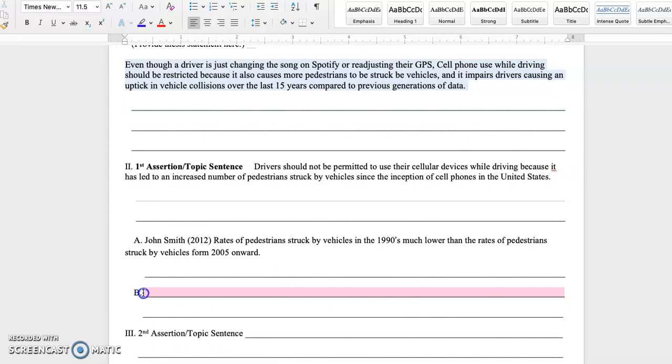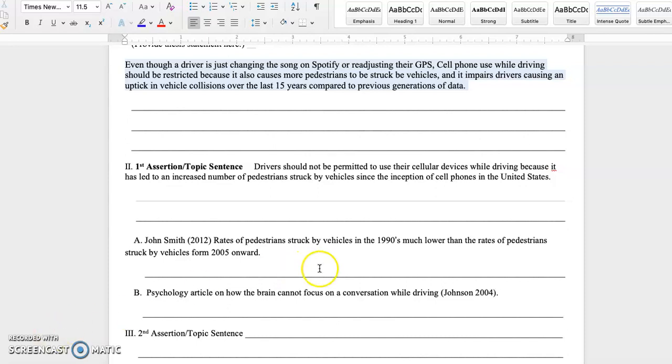So my second article is from a psychologist. A psychology article on how the brain cannot focus on a conversation while driving. And this was Johnson in 2004. This article was essentially suggesting one of many things: when people are having a conversation in a car, it's very different than having a conversation on a cell phone, because in real life, when two people are in the same car and there's a dangerous situation going on, people naturally stop talking and let the driver do what they need to do.